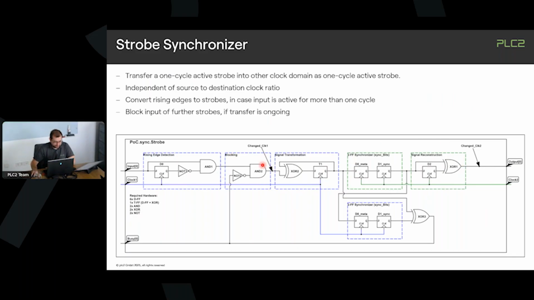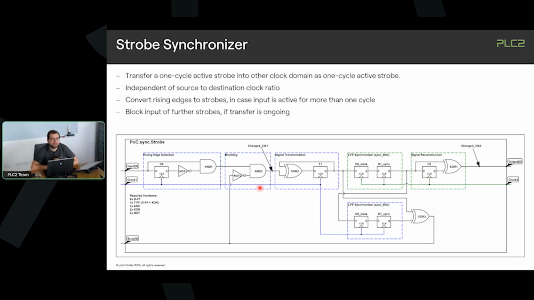Another part in here is a blocking of further inputs. This is done by taking the output of our signal transformation here, and after synchronizing it back to the source clock domain, comparing it with an XOR, and this gives us a possibility to compute if our synchronizer is currently busy, so transferring 1 bit, 1 strobe from input to output. As long as it's busy, we can block further strobes on the input side.